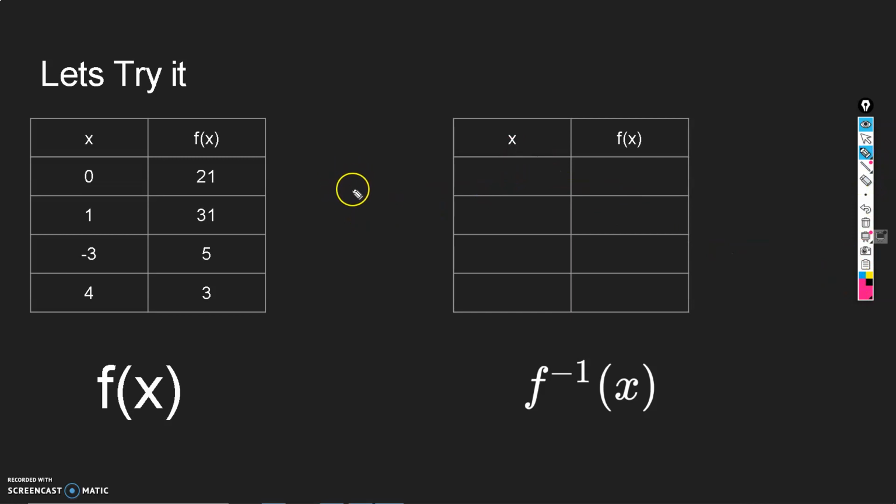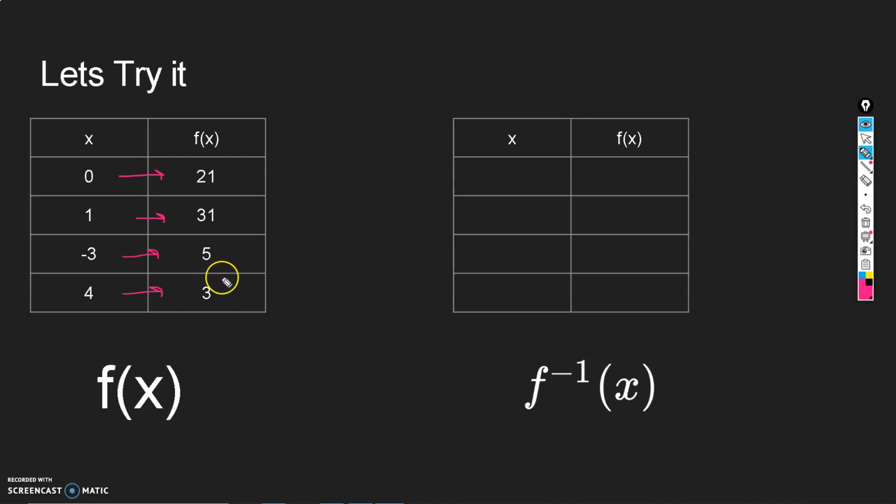Okay, so let's try it out with this blank table here. It's not an equation, it's a table. I know what a table is. So f of x says I'm going from x and then running it through our function, and say, okay, well, x is here, our output is here. So our map says 0 goes to 21, 1 goes to 31, negative 3 goes to 5, and 4 goes to 3. It's just a random function.